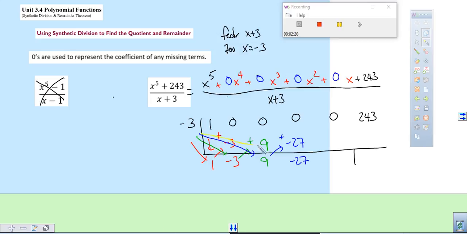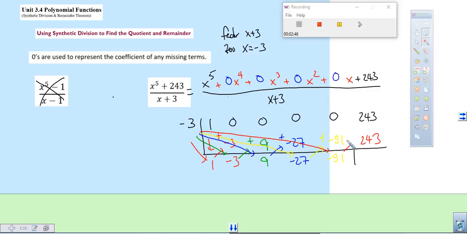We take -3 times -27. I don't know what that is. I think it's 81. 27 times 3. Yep, 81. So that would be -81. We add them together, we get -81. And last but not least, we take the -3 times -81 and we get positive 243.